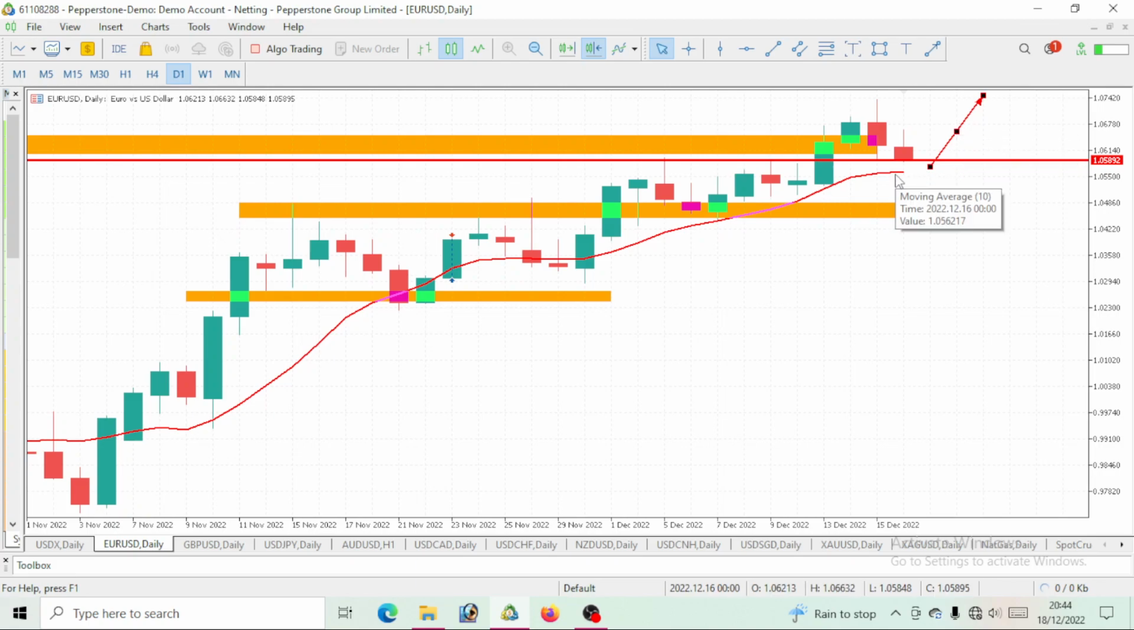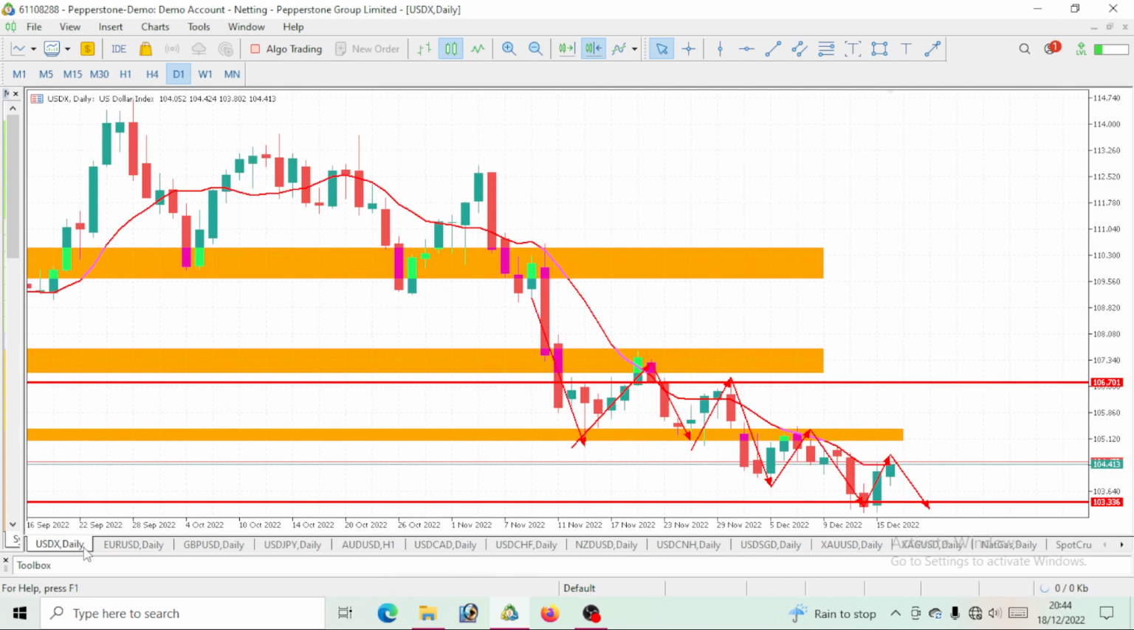And secondly, we can see that we are very close to our 10 period moving average. So I believe once price can tap this moving average, we should see a reaction at that 10 period moving average, thereby our price will give us a bullish move on EUR/USD. So for the next day, we should be expecting a bullish move.